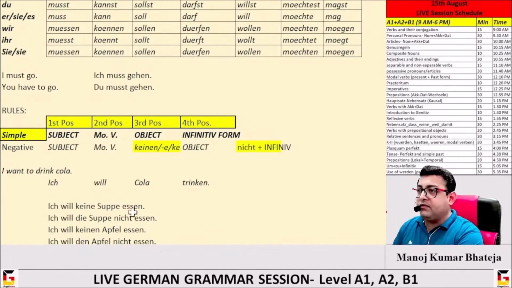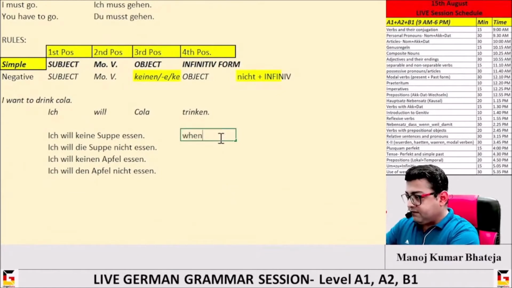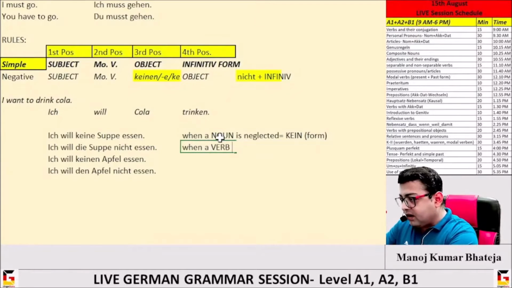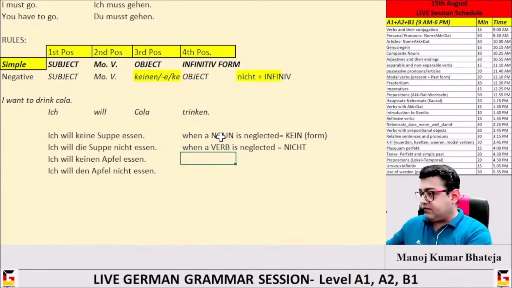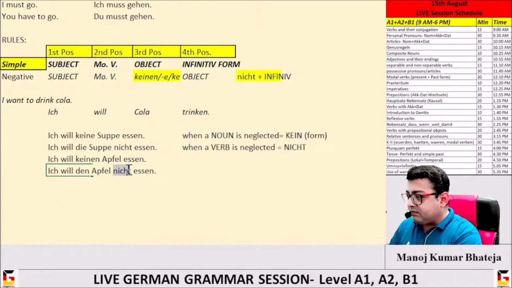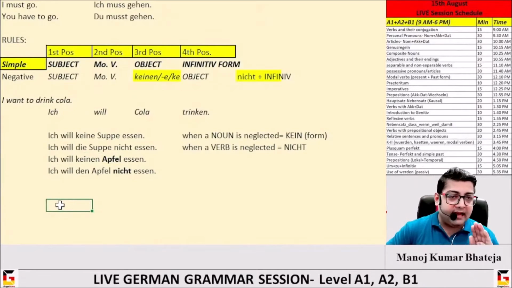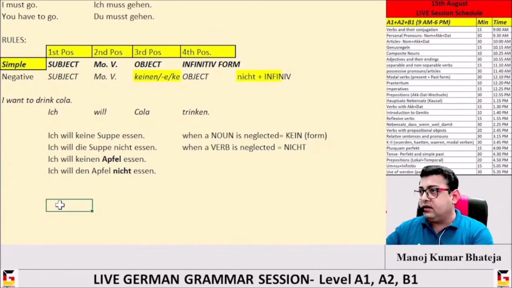When to use the kein form and when to use the nicht form: when a noun is negated, we use the kein form. When a verb is negated, we use nicht. This is very important. When you are saying no to a verb, you say nicht. For example, here you are negating the verb, that you don't want to eat. Here you don't want to eat any apple. Keinen essen. Okay.